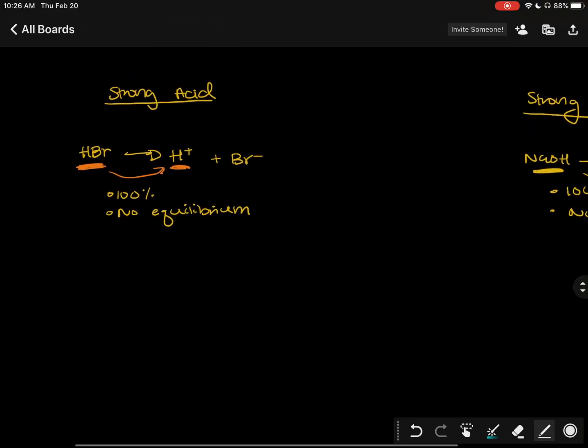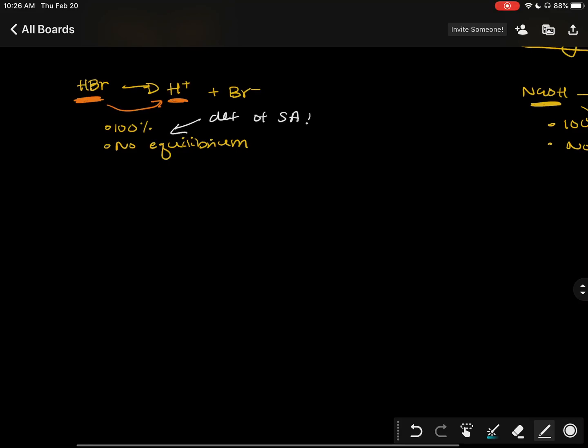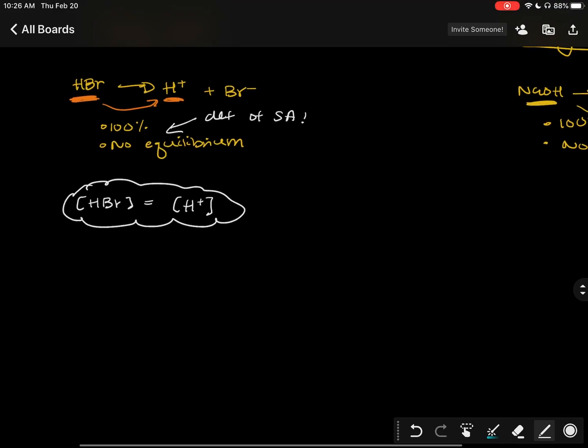So let's say here that we have a strong acid such as HBr, and it's going to form H+ and Br-. So we know that it's going to 100% dissociate because that's the definition of a strong acid. And it's not going to be in equilibrium. So if I was trying to find the pH, I would first make the relationship that our HBr concentration is going to be equal to our H+ concentration. So this is really important, and we'll be able to use this with all of our math in the future.